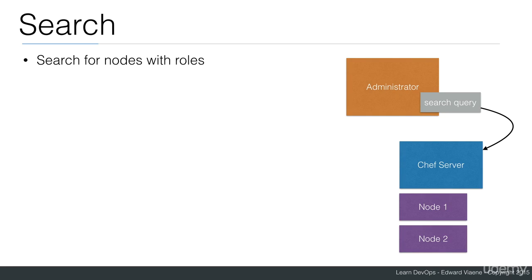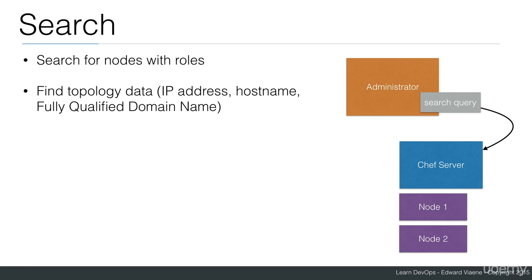Another functionality is search. You can easily search for nodes with certain roles, because Chef is keeping data of all the nodes in its central database. You can find topology data like IP addresses, hostname, and fully qualified domain names. Chef server keeps all this information, and you can query it.